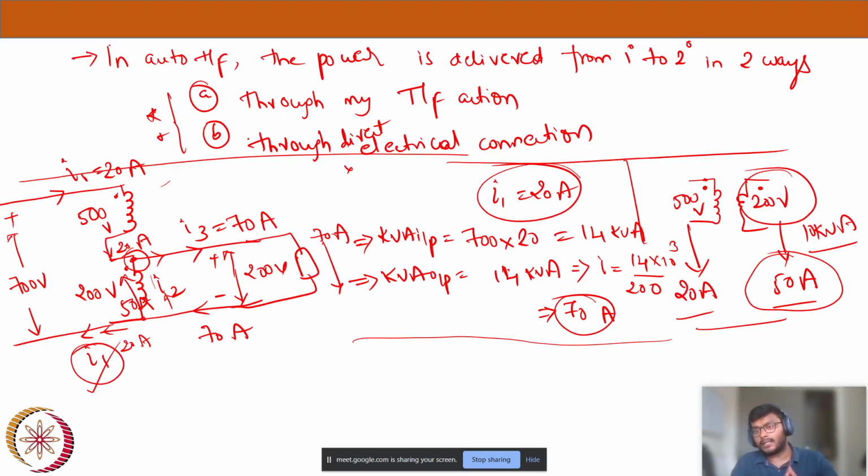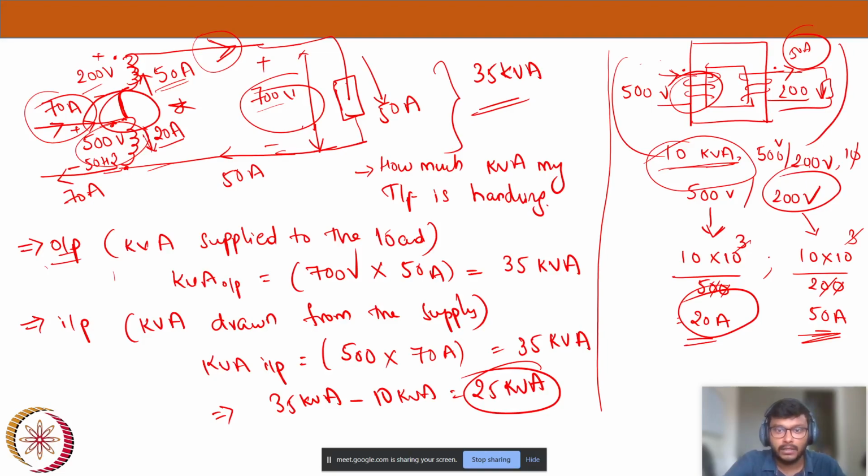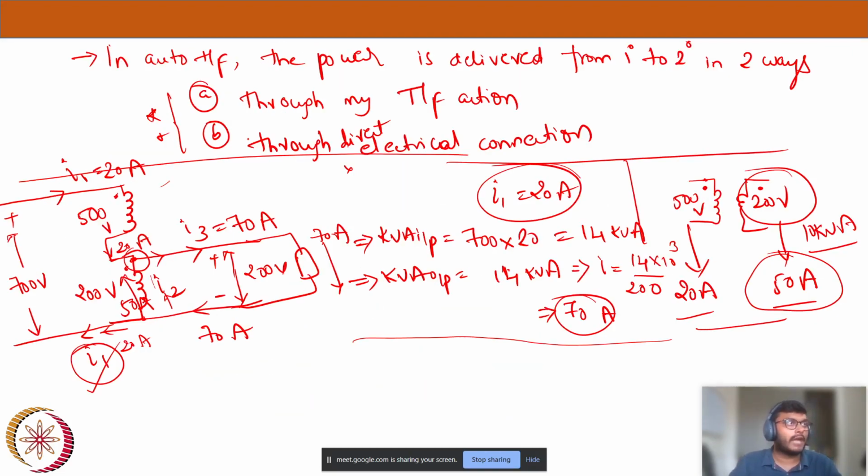Keeping all my ratings in condition without overloading my transformer windings, I can get different combinations of output voltage, input voltage, and different kVAs I can handle. Now, in the first case, how much kVA did we handle? It's a total of 35 kVA we have handled.